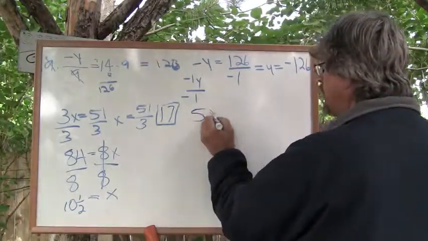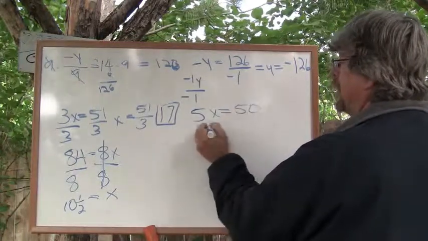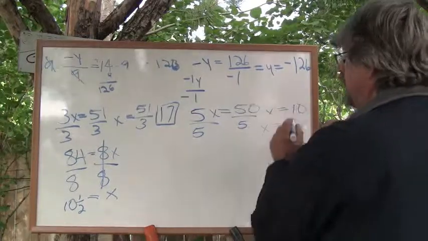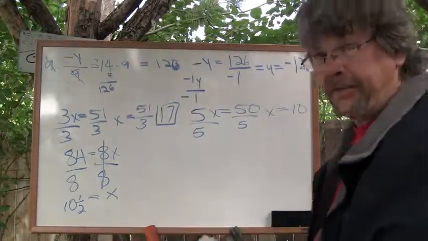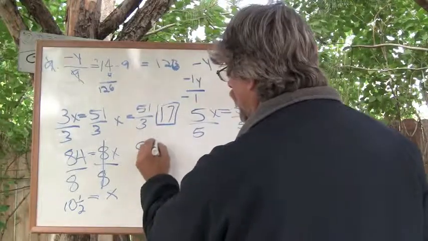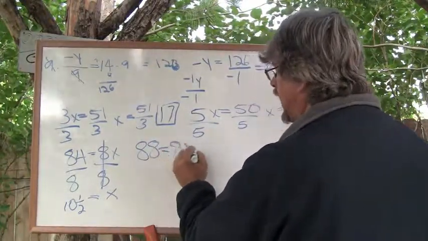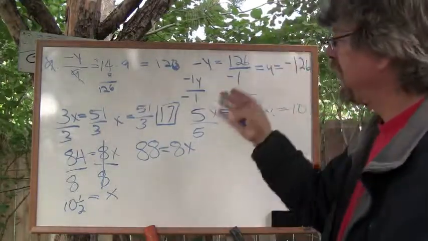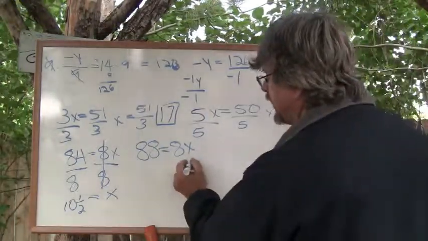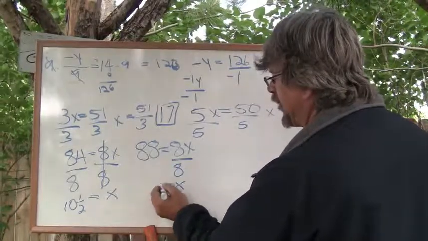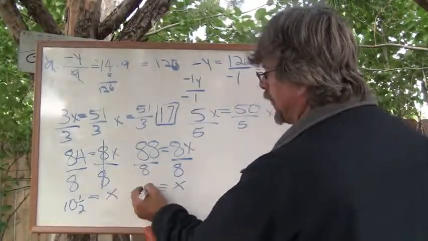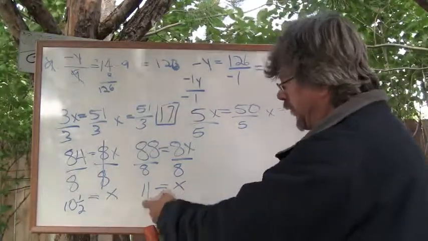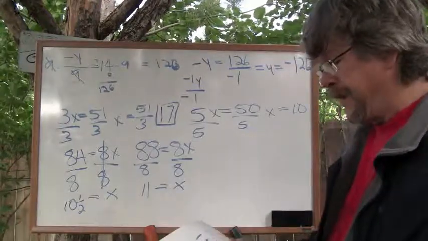5x equals 50. Divide by 5, x equals 10. By now, these are absolutely a piece of cake. 8x, well, let's say 88 equals 8x. Here we have x on the other side of the equation, but the operation is the same thing. We divide by 8 to isolate x here. We divide by 8 here, so this says 11 equals x, or x equals 11. Either way, it's perfectly fine.